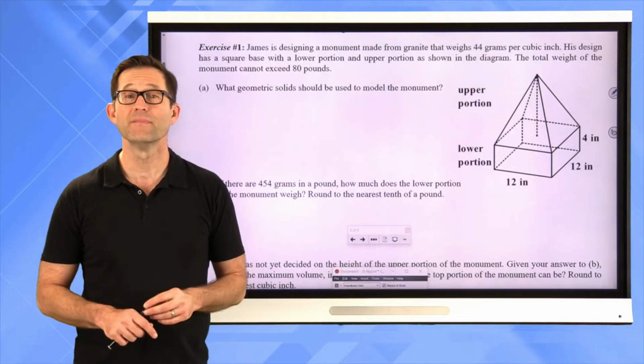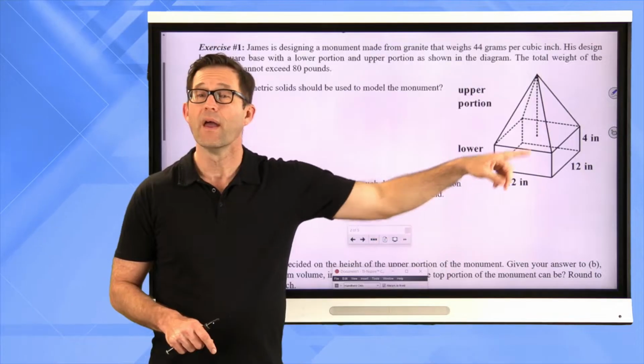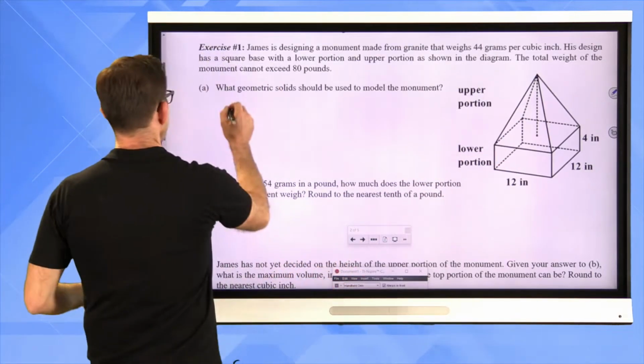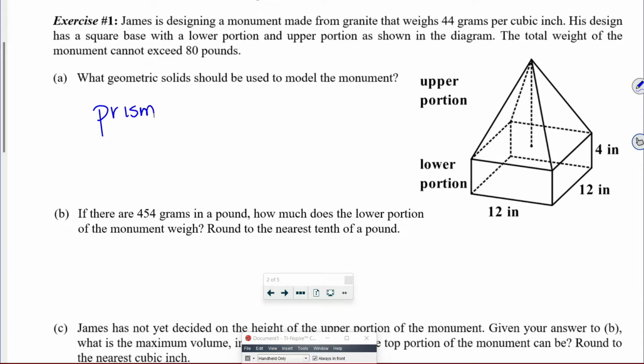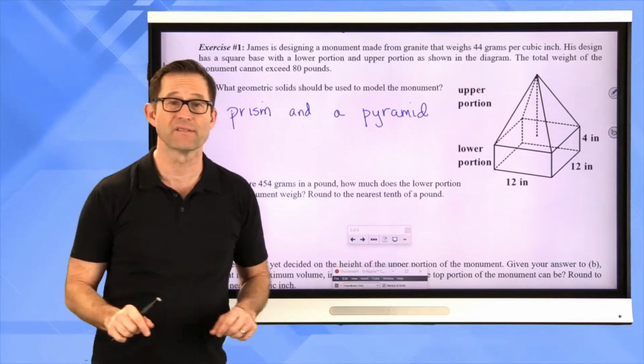Well, it's a prism and it's a pyramid. So the lower portion is a square prism, and the upper portion is a pyramid. But we're just going to say a prism and a pyramid. Simple enough, and clearly that's the case here.